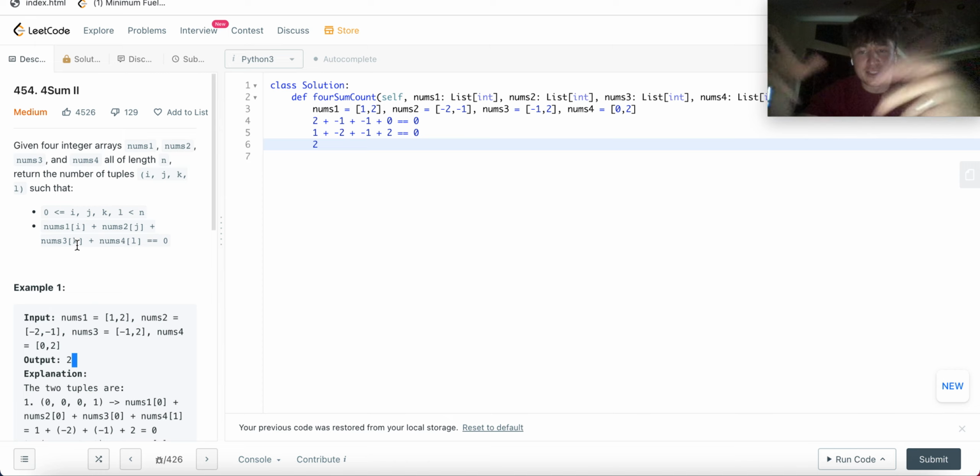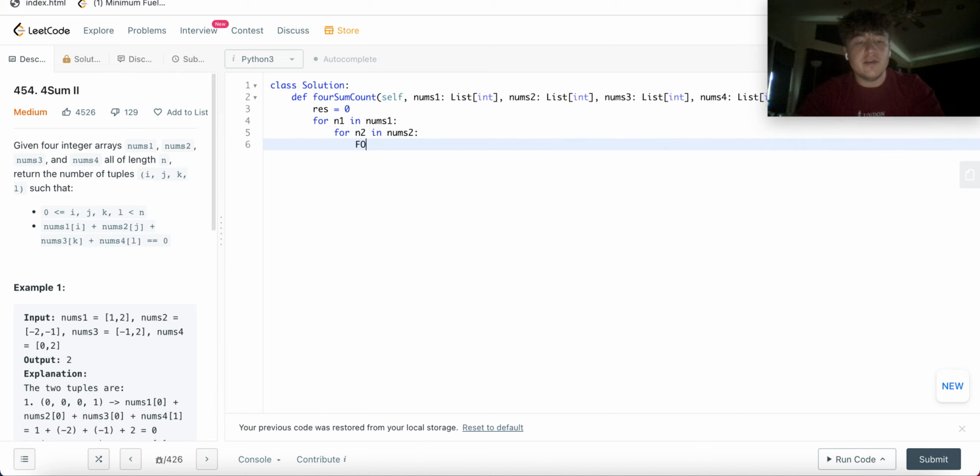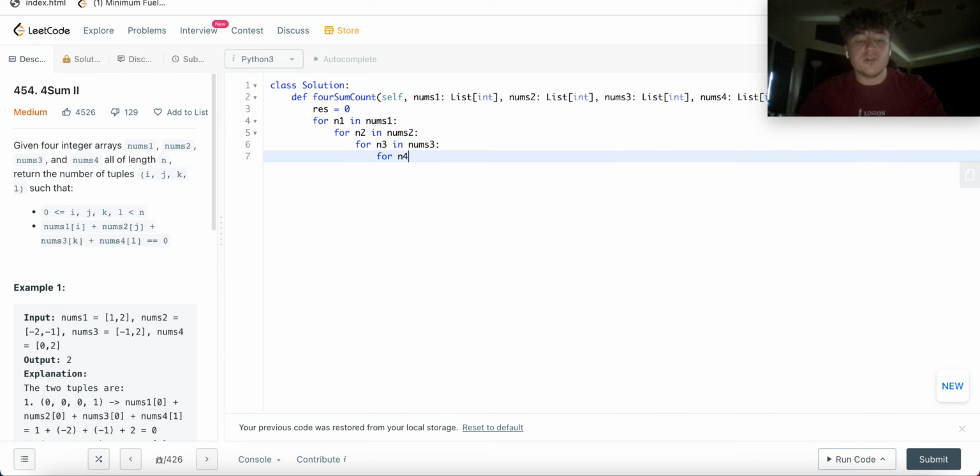So then it begs the question, what is the solution? This is definitely one of those problems where it might be beneficial to first state or write or discuss the brute force solution and then see if you can tweak that to find the optimal solution. The brute force solution is pretty straightforward. We'll say res is the number of solutions that we have, and then we'll look at each combination of numbers. We'll look at all the numbers in nums1, all the numbers in nums2, all the numbers in nums3, and then all the numbers in nums4.